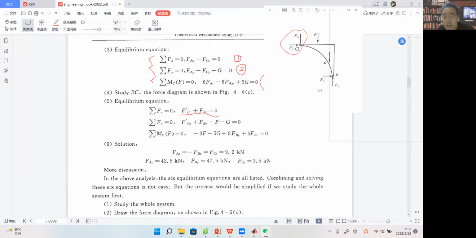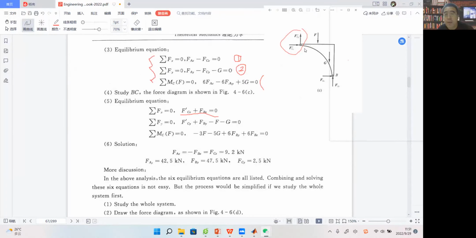So we have FCY prime plus FBY minus F minus G, because we have another 2 active forces, F here and G here. So don't forget these 2 forces. And once again, we select point C to give the moment equation. So we have sigma MC equals 0.